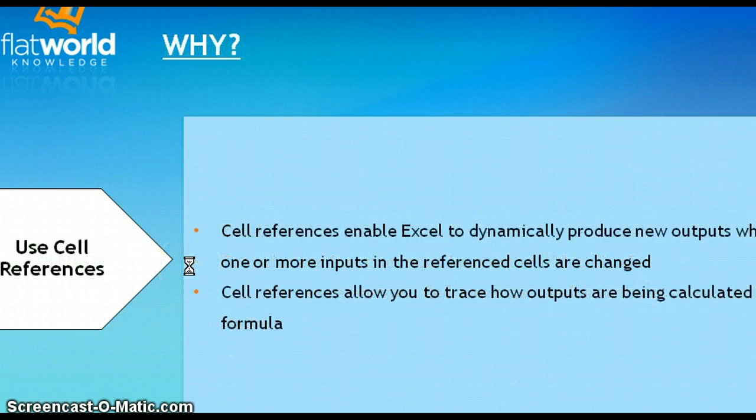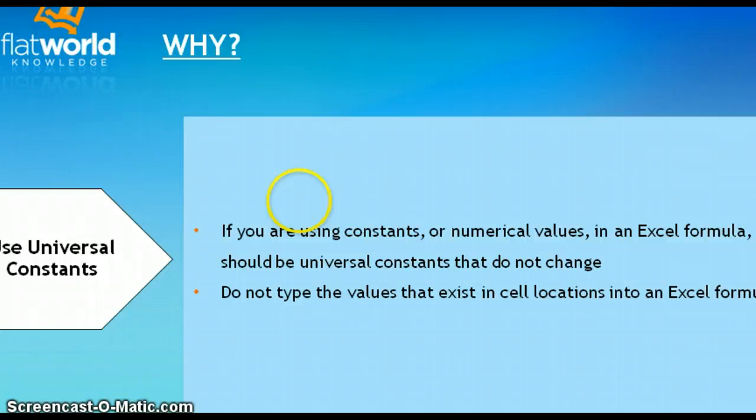Cell reference enables you to produce outputs when one or more inputs are referenced or changed. And what does that really mean? It means that when you change a formula by copying it into a different place, the reference changes consistent with that reference. So you're actually able to copy more efficiently and not have to replicate manually the cell reference when you're actually doing calculations and formulas. And that's very useful when you're dealing with very complicated formulas.